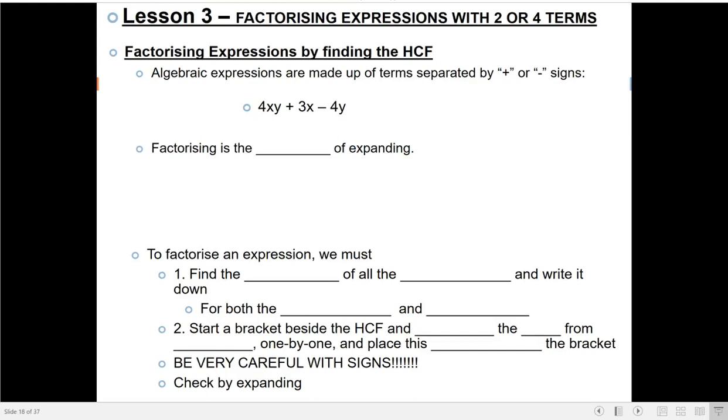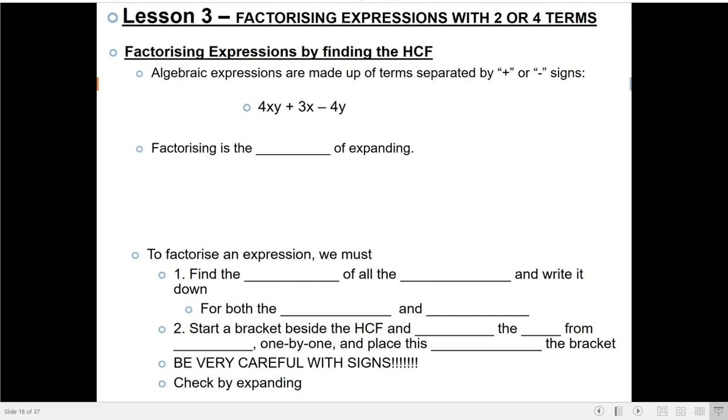Okay guys, this lesson we're going to learn two forms of factoring. The first one's going to be the most important because you have to check it for every single factorization question. And the second one's going to be a lead on from the last lesson when we had those expansion patterns. So let's just get started here. It says factorizing expressions by finding the HCF. So that's the first thing we're going to do.